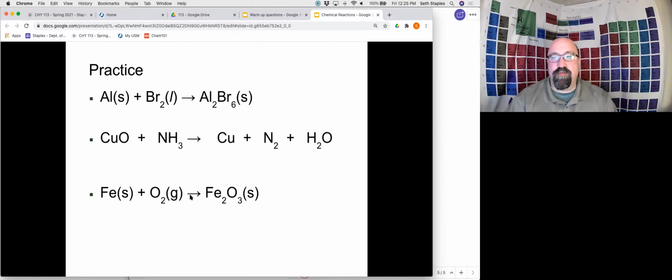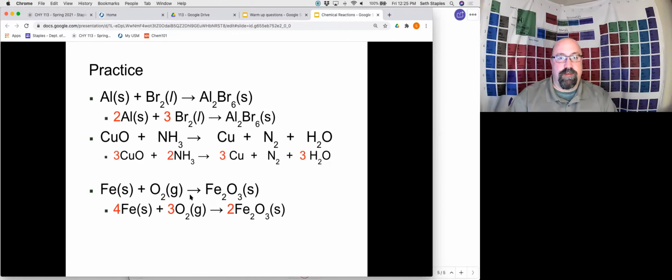So go ahead and run through these as a practice. Try to come up with the correct balancing for these different chemical equations. And hopefully what you came up with is the following. If not, go back and practice.